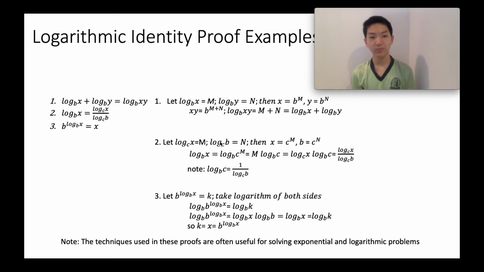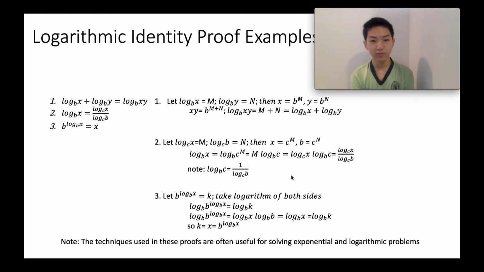So for our second proof, we have log base b of x is equal to log base c of x divided by log base c of b, the change of base. So for this, we once again set the values to dummy variables. Log base c of x equals m, log base c of b equals n. And then we once again have this setup, similarly to what we have here.